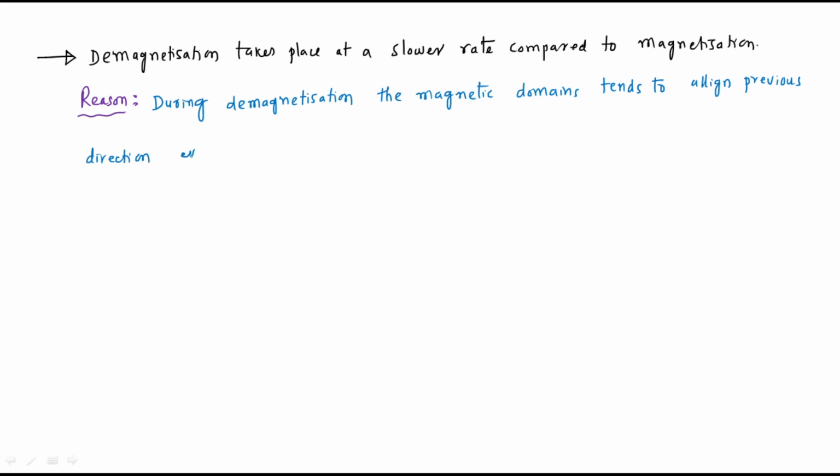Even though the magnetic force is reduced to zero, the rate of change is very slow compared to magnetization. So this is called magnetic inertia.